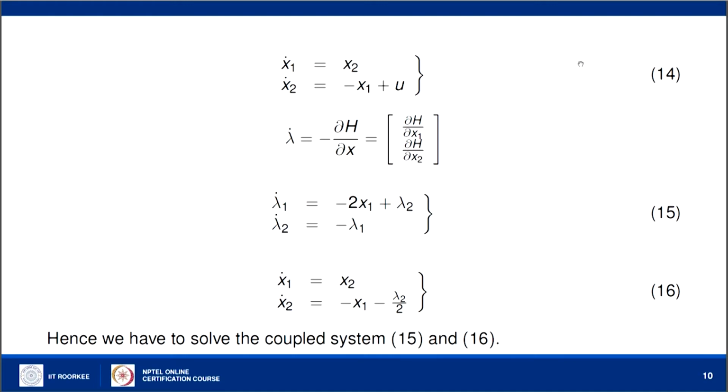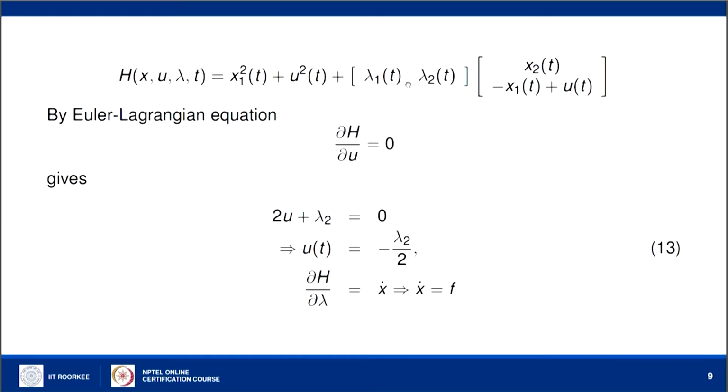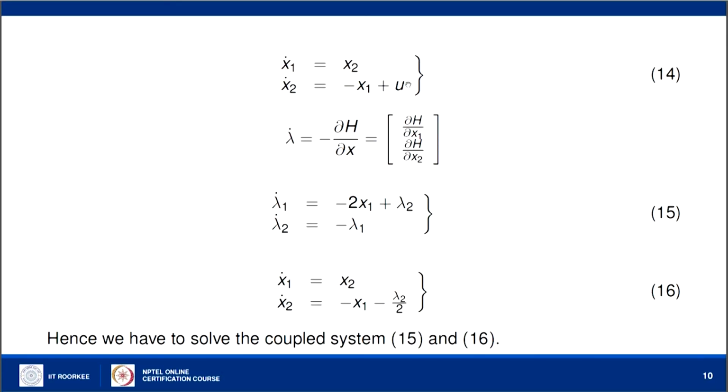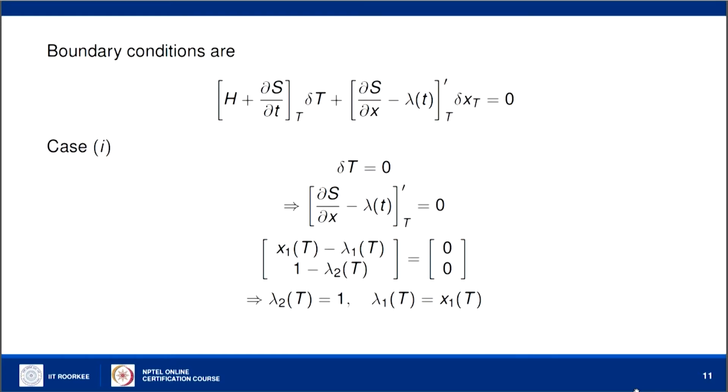In equation 14, in place of u we can substitute equation 13, that is u equal to minus lambda 2 by 2. By substituting the u value here, we get x1 dot equal to x2 and x2 dot equal to minus x1 minus lambda 2 by 2. So the systems 15 and 16 are a coupled system of ordinary differential equations. We have to solve these 4 first order differential equations, and the boundary conditions to solve this problem are as we have already derived, given in the expression.